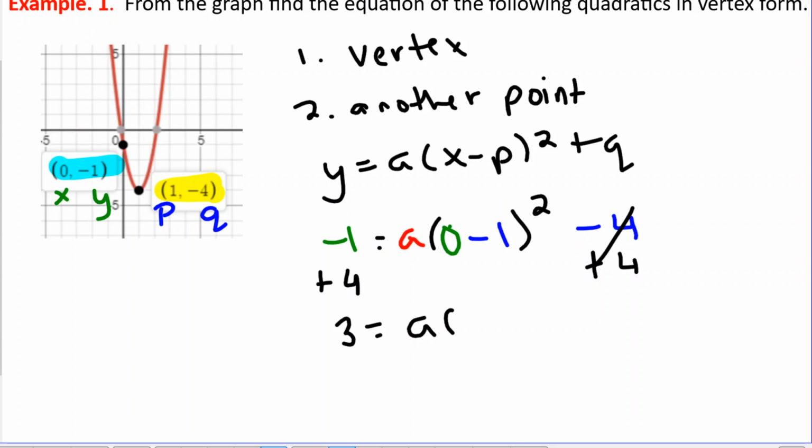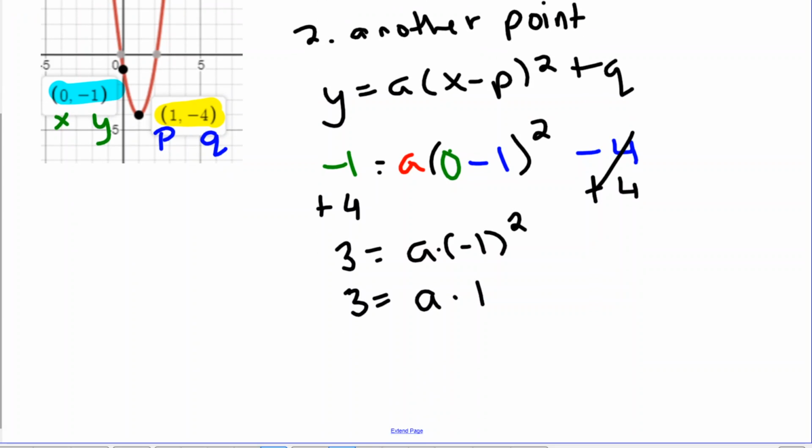While I'm here, I can do 0 minus 1. That's just a -1. Remember, these are combined through multiplication. So I have 3 equals a times, and when I do -1 squared, it actually becomes a +1. The last thing I would do, and it's a little silly here, but we'll do it anyway, I would divide both sides by 1 to cancel out that multiplication. But in this case, we just get 3 equal to a. Now that I have my a value, remember a, p, and q are specific characteristics. So I can go ahead and plug those in.